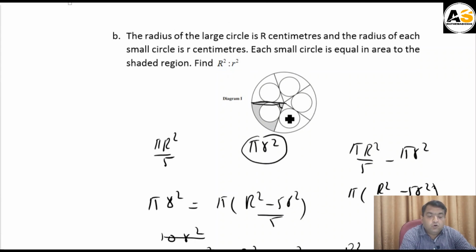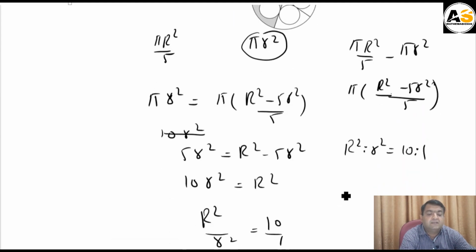What did we do? First of all, we found the area of this sector, which is pi R square over 5. Capital R is the radius of this circle. And we calculated the area of this small circle. Its radius is r, so its area will be pi r square. Then we calculated the shaded area, sector minus area of circle, which is this. We were given that each small circle is equal in area to the shaded region. This is area of shaded region, this is area of each small circle. We equated them to find this ratio.